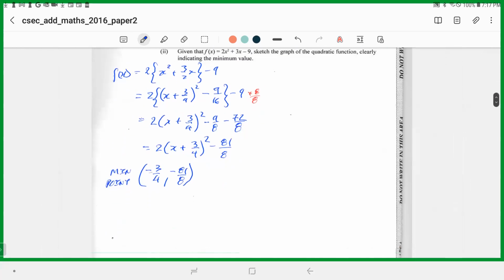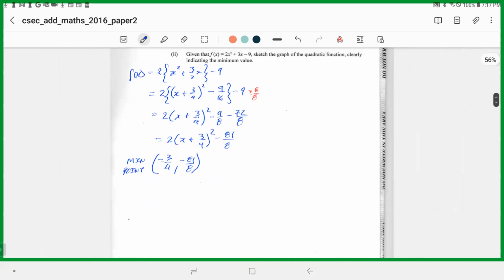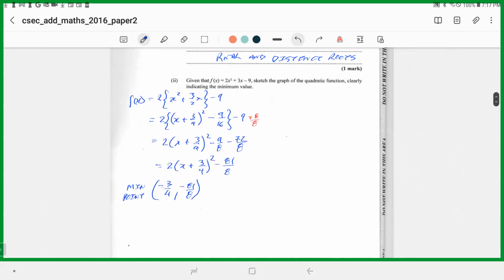All right, so if we're sketching it, all I want us to show is the minimum value. That's all I said must show. They don't ask us to show the roots. We're going to have a y-axis intercept of negative 9. So let's sketch it.